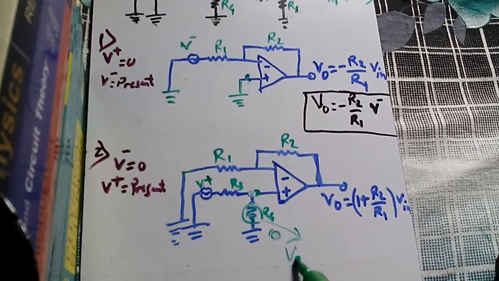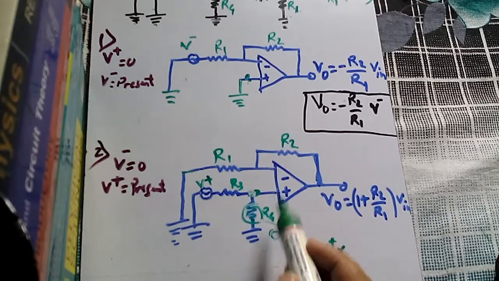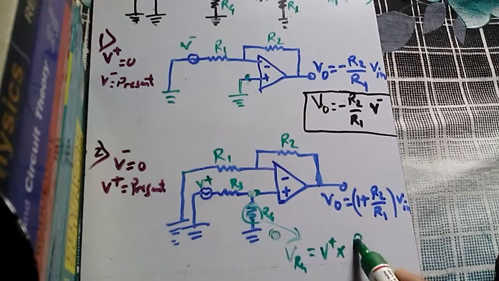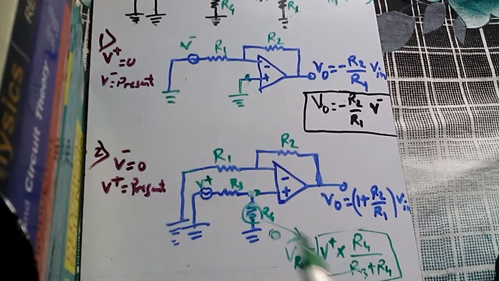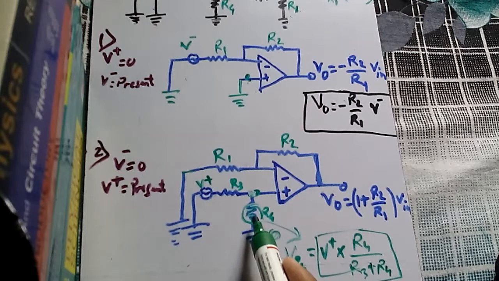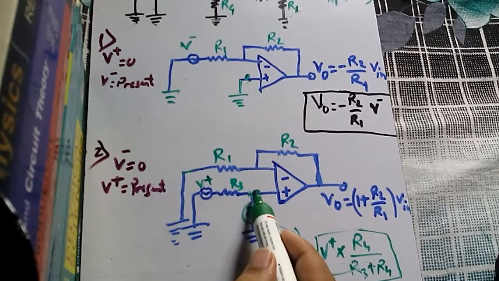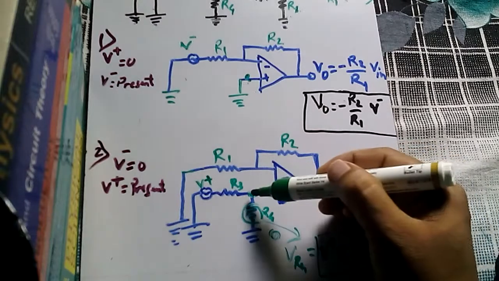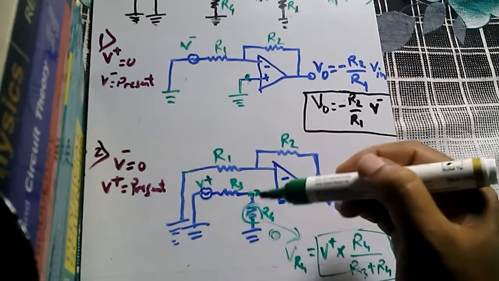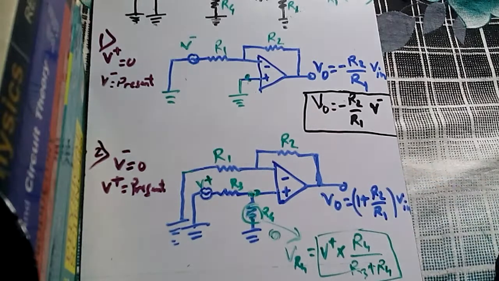So the voltage drop across the resistance R4 is equal to the voltage times the resistance R4 by equivalent resistance R3 plus R4. That means this much voltage is dropped by resistance R4, and since it is the last resistor, this much voltage must have been available before this at this point. So this voltage is available at this point, and this voltage is finally dropped by this to make it zero.